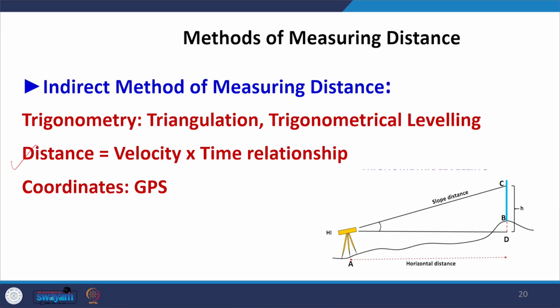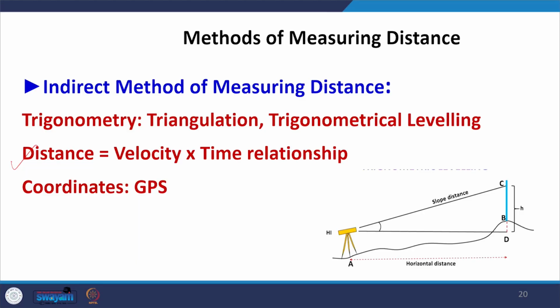The other method was, we can use the distance time relationship. Distance is equal to velocity into time. So, this relationship has also been used to compute distances. We can also find out the distance from coordinates. For example, the GPS will give us x and y coordinates, and using these coordinates, we can determine the distance between 2 points if we know their coordinates.